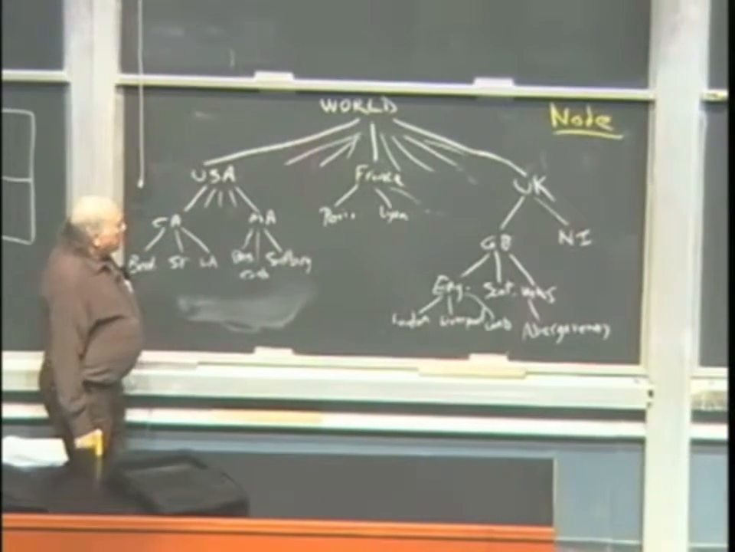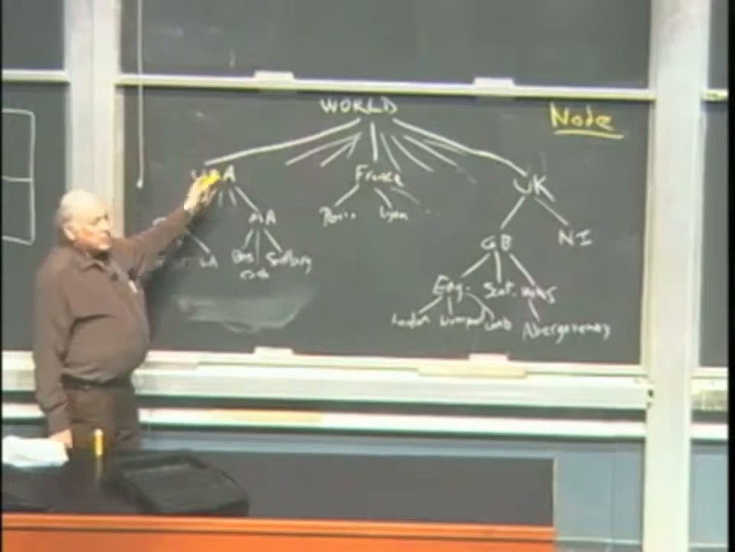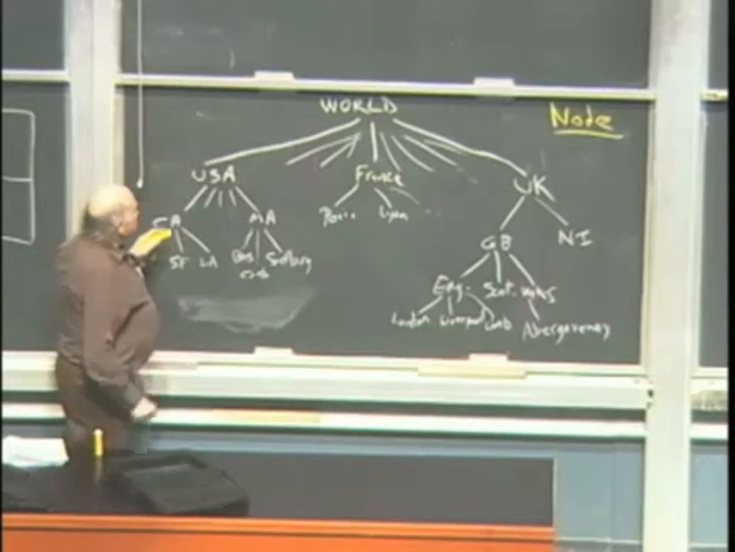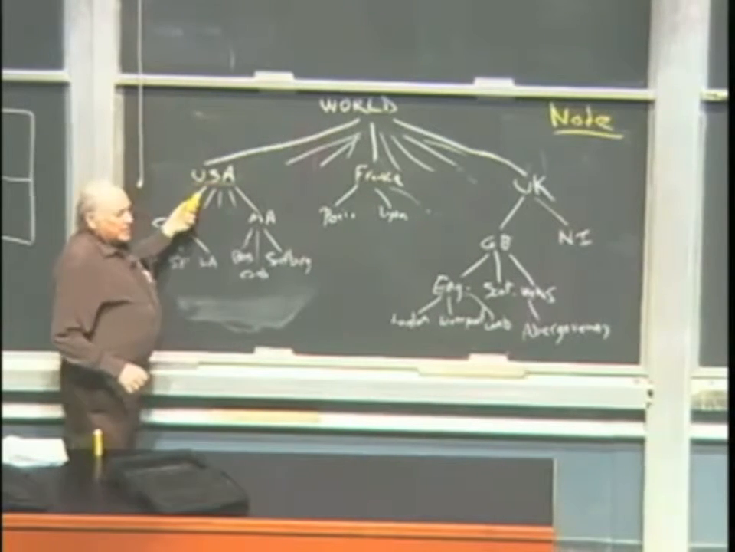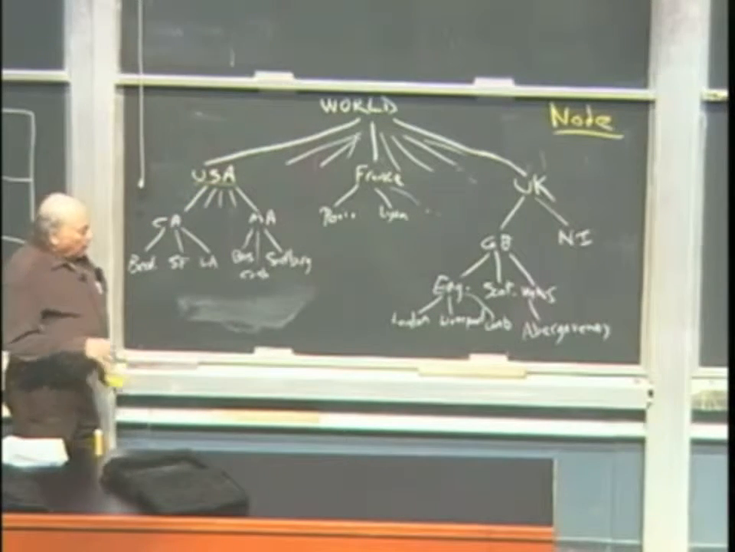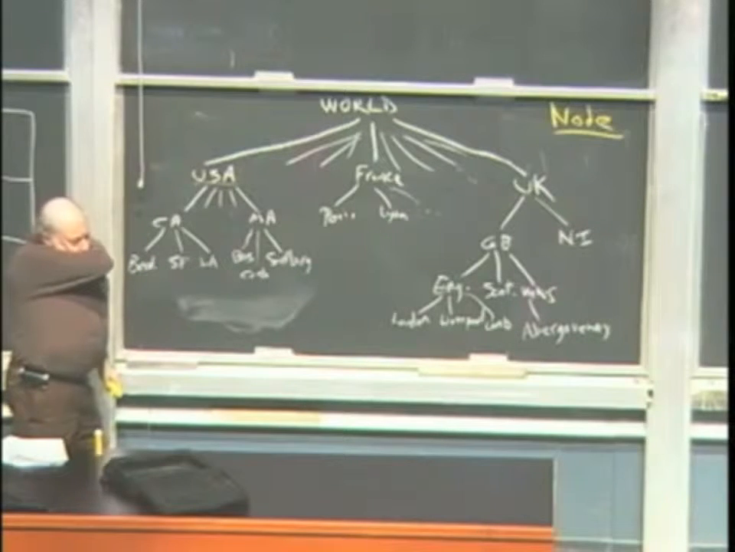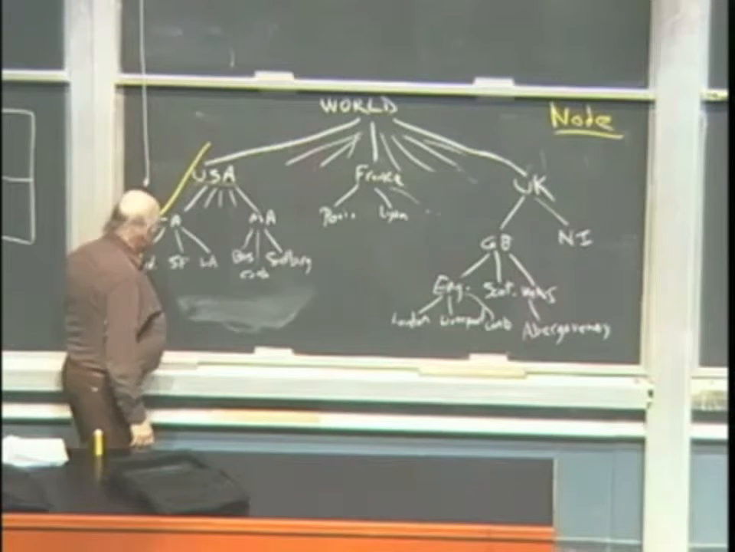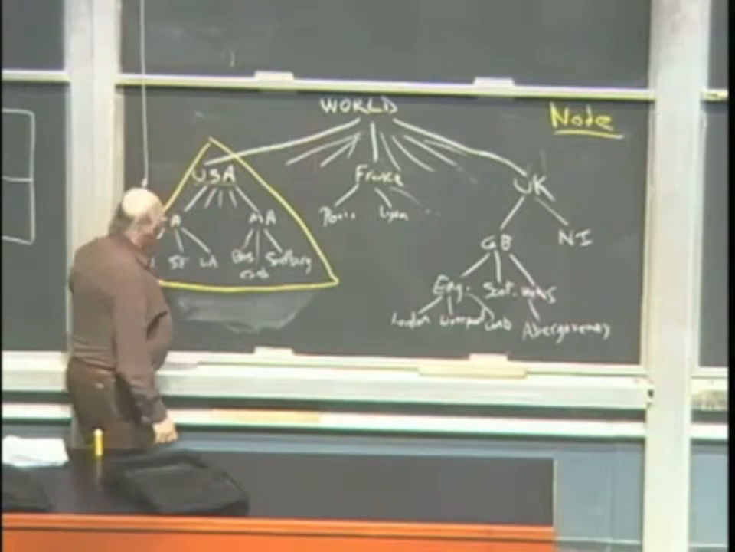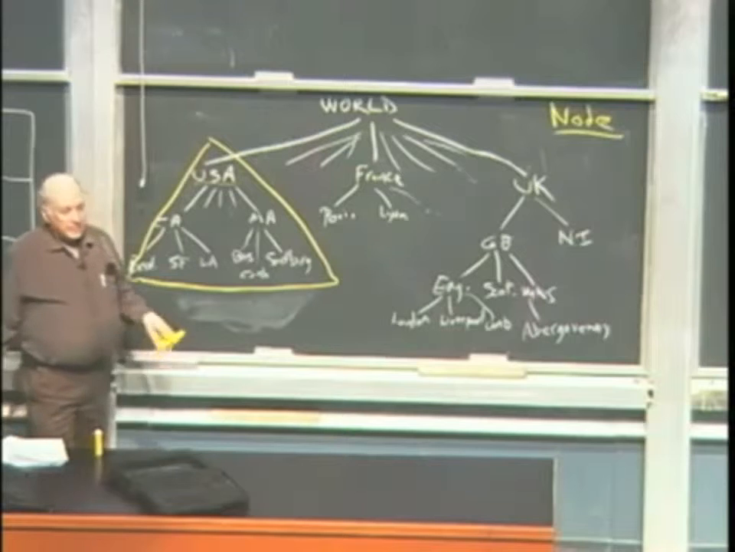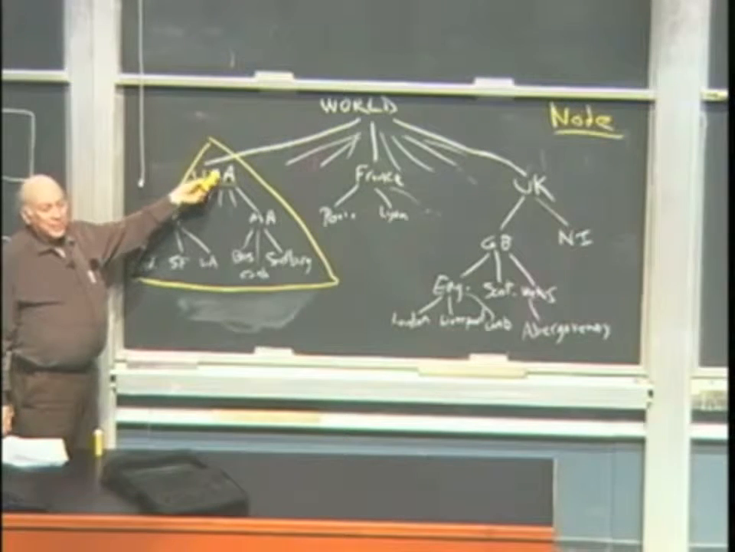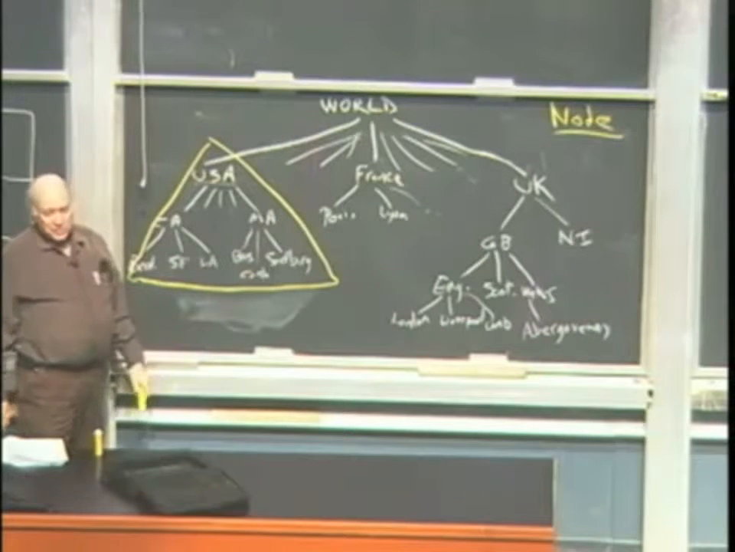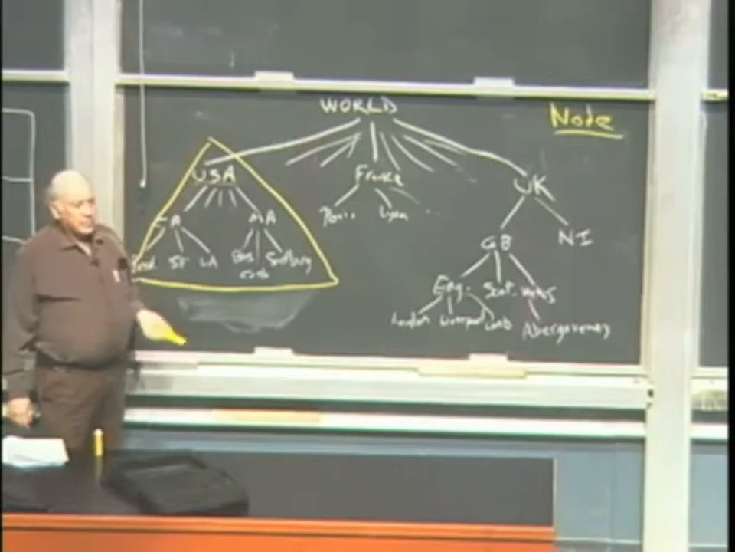So this node represents the United States. The node is not just the datum USA. The USA node is this whole thing. It's the datum, the value, USA, plus all the children and grandchildren and great-grandchildren and so on of this node, okay?